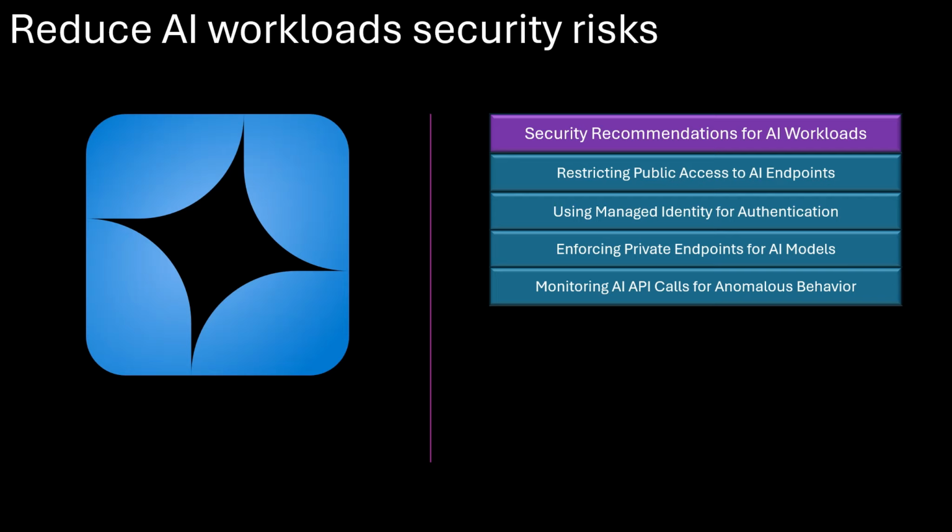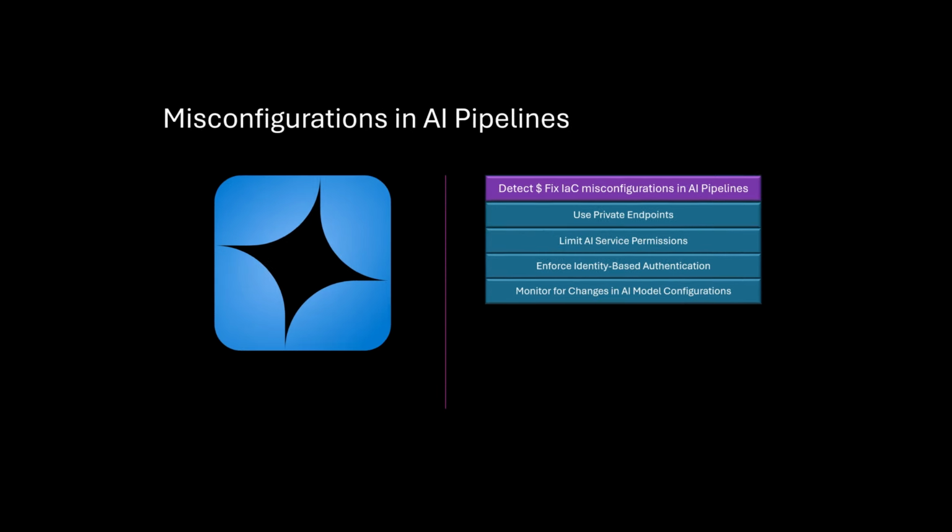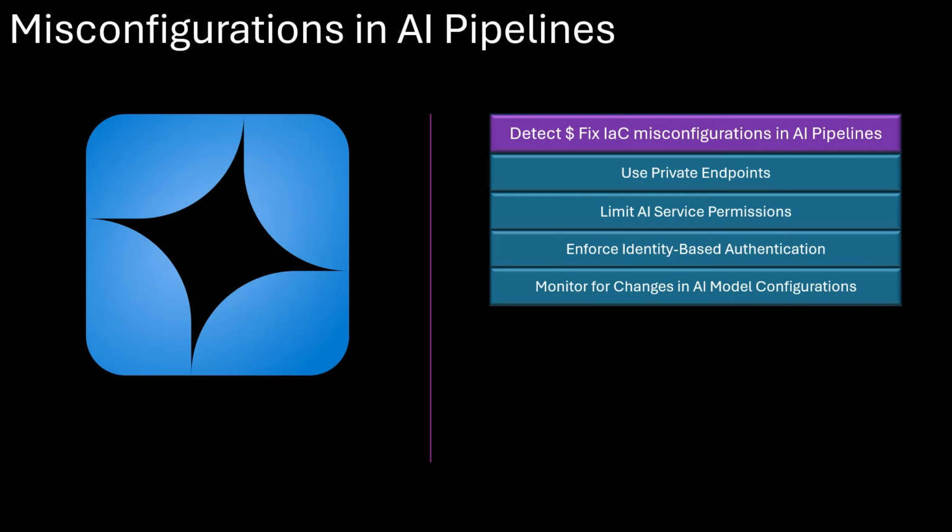By following these recommendations, you reduce your attack surface and keep your AI models secure from data leaks, unauthorized access, and adversarial attacks. If you are using infrastructure as code to deploy AI applications, you might unknowingly introduce security misconfigurations that expose your AI workloads to cyber threats.